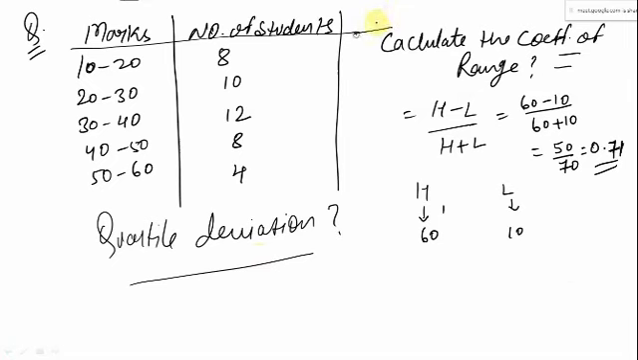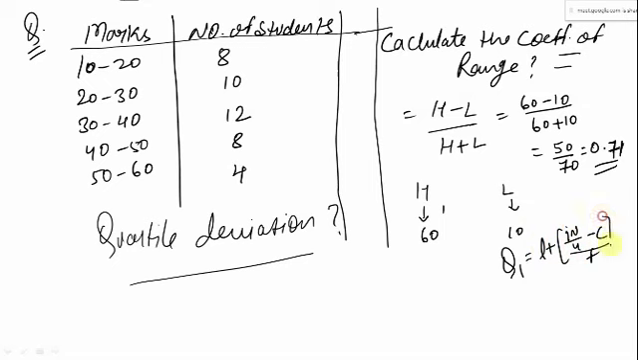Anyone from the class who can tell me? So Q1 is equal to... Yes, sir. Someone was giving me the answer for Q1. Yes, sir. Q1 will be L plus, in bracket, in by 4 minus C upon F, and into K, then close the bracket.